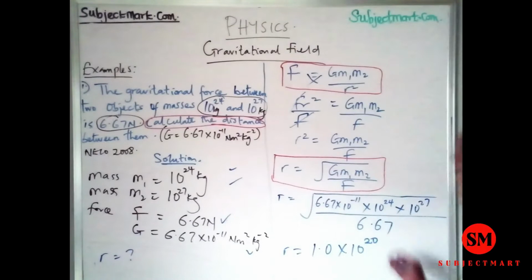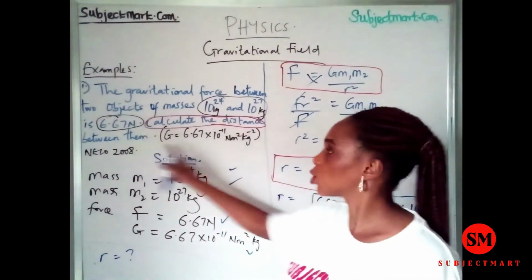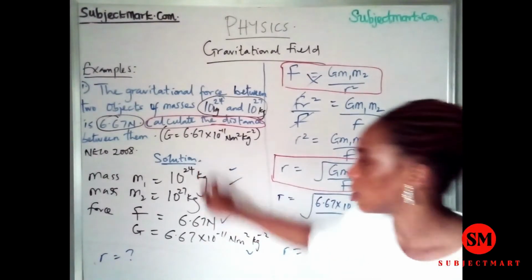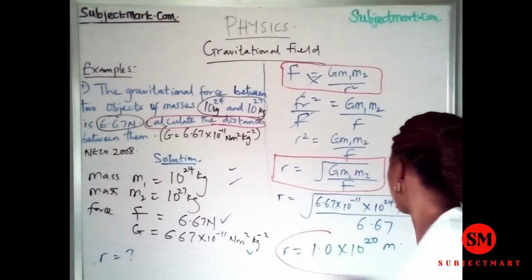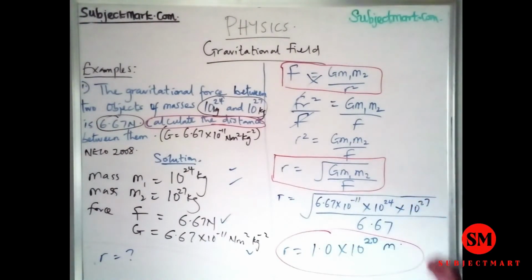Don't forget we said R is in meters. So back to the question, the distance between these two masses is 1 times 10 raised to the power 20 meters, which is the distance between the two masses. I want to believe that's very explanatory.